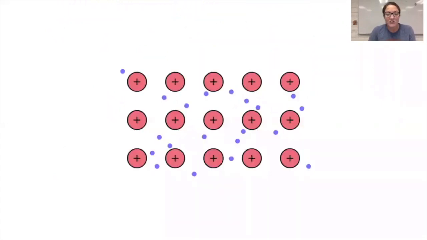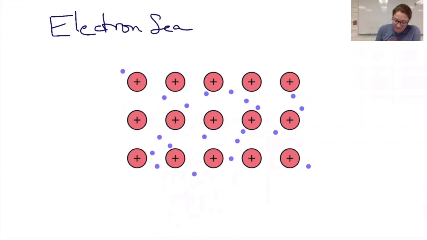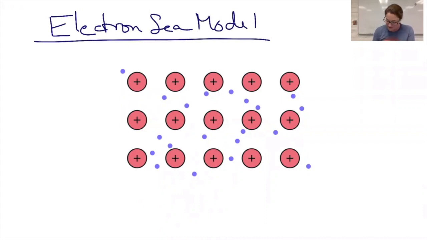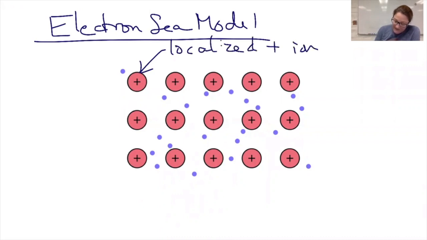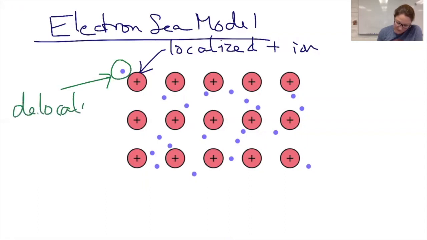If I want to talk about the conduction of electricity of a metal, I need to look at the model of a solid metal. And this is called the electron sea model. In the electron sea model, we have positive ions that represent most of the atom. And these things are not free to move. But then we also have these delocalized electrons, which are free to move.